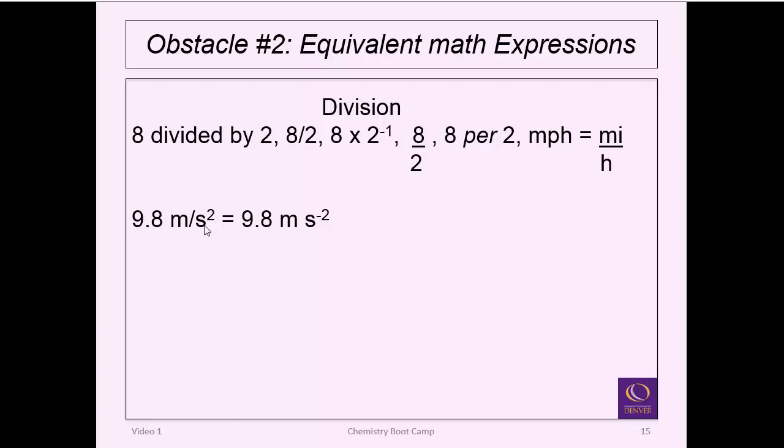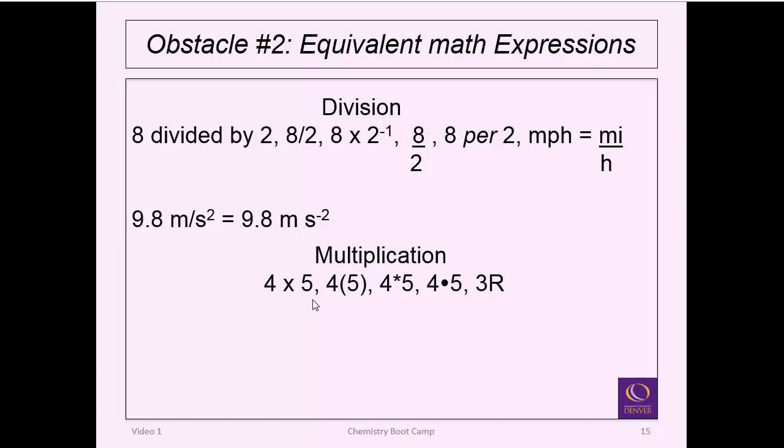So watch. Here's a way that that's used in science. This is the acceleration rate of gravity, 9.8 meters per second squared. So how could I rewrite that division? Instead of putting that division sign in there, I could say times seconds to the minus 2. That means the same thing.